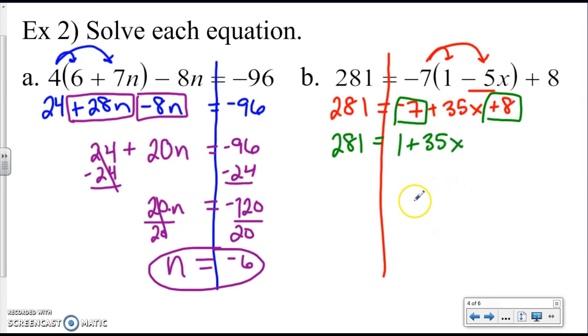Okay, so here's our two-step equation. Can't do anything with that 35 yet because it's right next to my x. So to cancel the 1, I'm going to subtract 1 on both sides. So I'm left with 280 equals 35x.